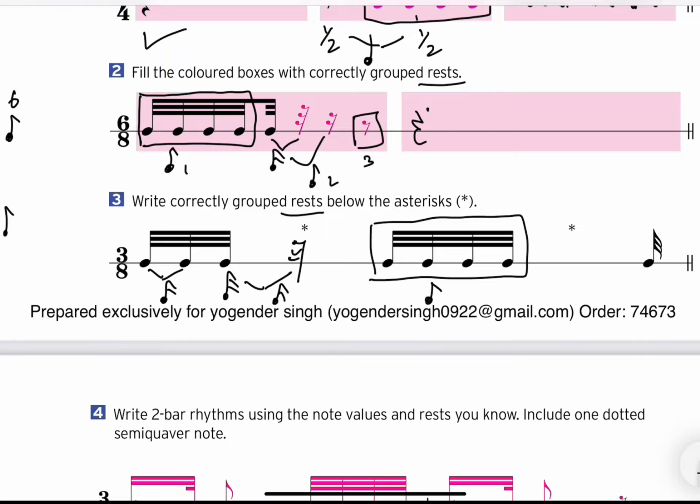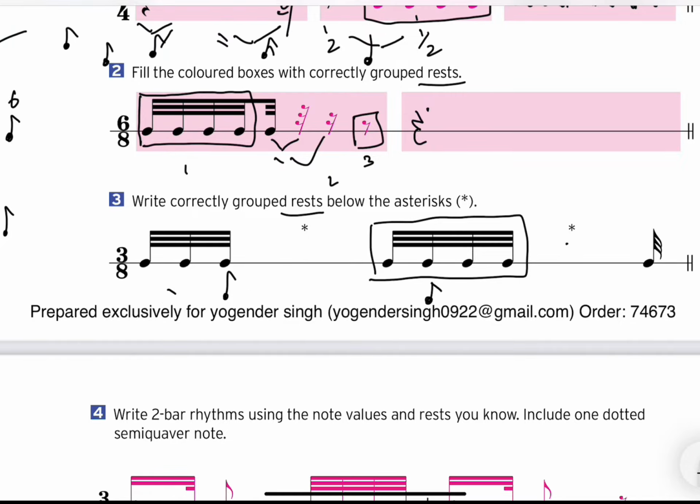Now here these 4 demi-semi-quavers beamed together are the value of a quaver beat, and this is a demi-semi-quaver. So that means we need 3 more demi-semi-quavers here. For that, what we can do, we can use a quaver rest here with the dotted one. Okay, I think something went wrong here.